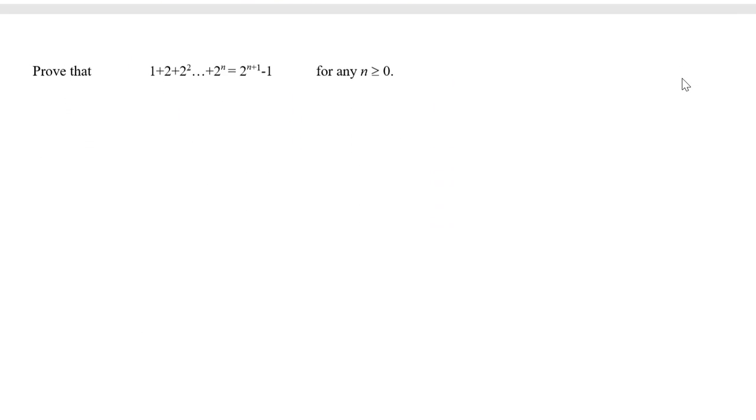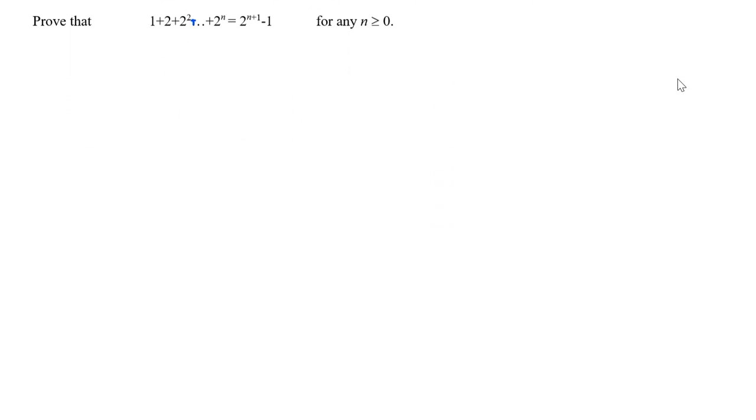Let's see another example. Here we have: prove that 1 plus 2 plus 2 squared plus all the way to 2 to the n is equal to 2 to the n plus 1 minus 1, for any n greater or equal to 0.